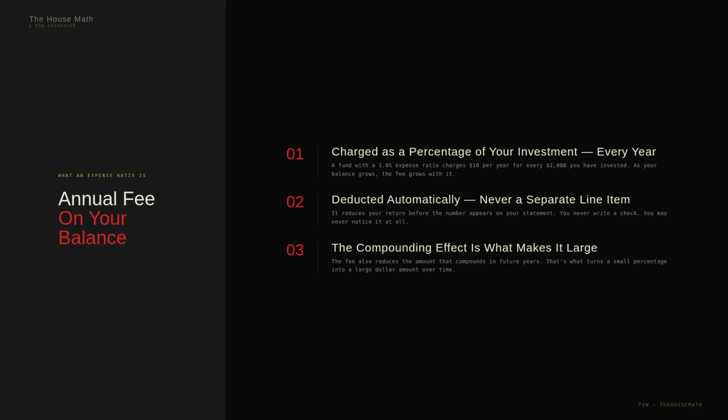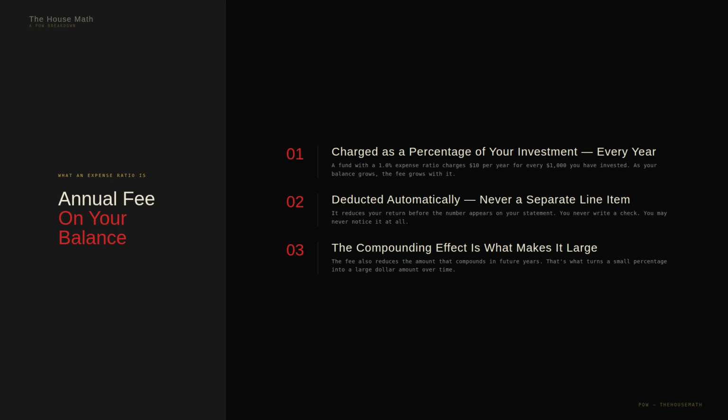An expense ratio is the annual fee that a mutual fund or ETF charges to manage your money. It's expressed as a percentage of your investment, and it's deducted automatically every year, directly from your fund's returns. You never write a check for it. You never see a line item for it. It simply reduces your return before the number ever appears on your statement.